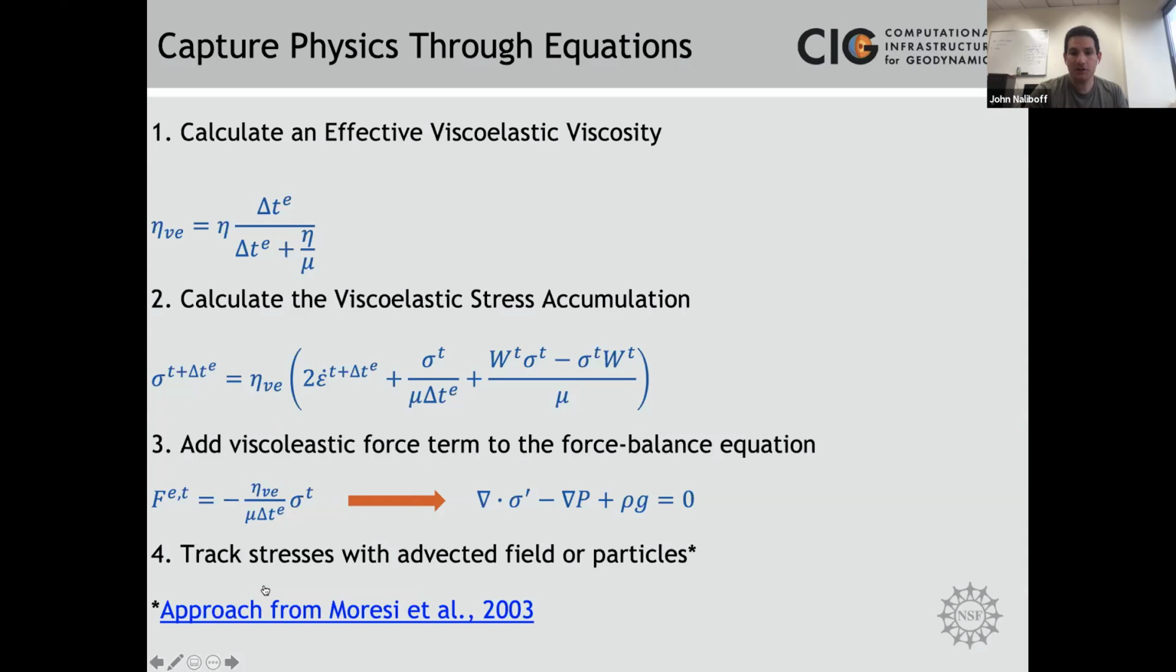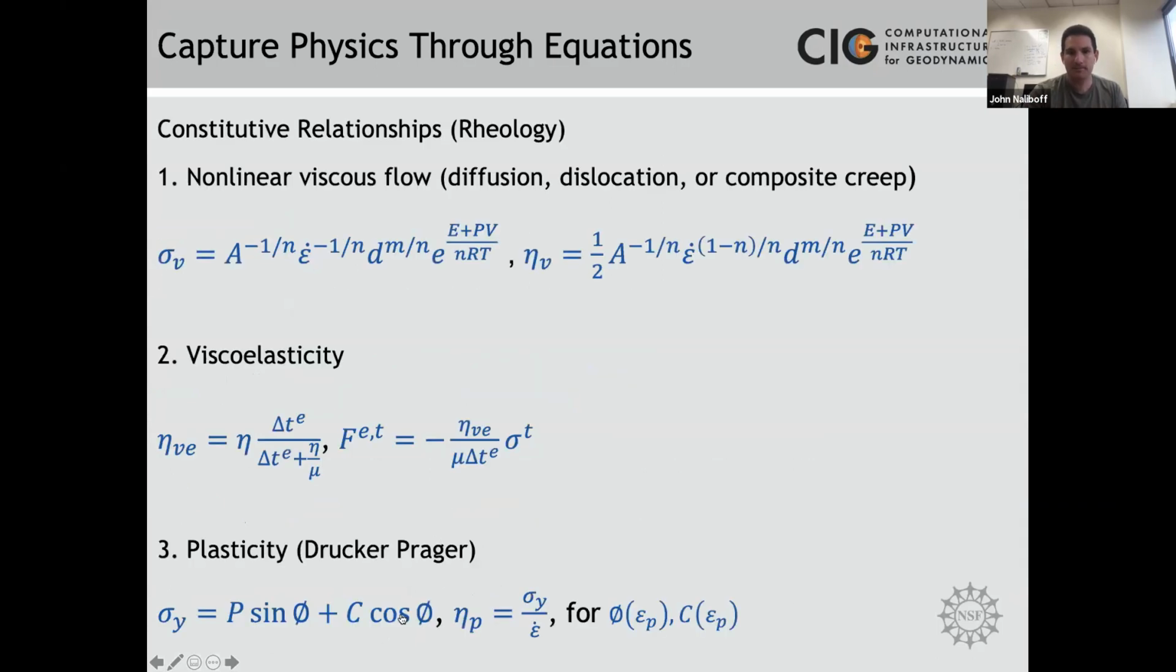This procedure follows the approach of Louis Moresi in his code Underworld. His original formulation for this was written in this paper in 2003, and at least this text right here is a hyperlink, and it'll take you straight to a free version of the paper. And for the most part, although there are some deviations, basically all of the lithospheric dynamics community largely follows this approach, with some variations.